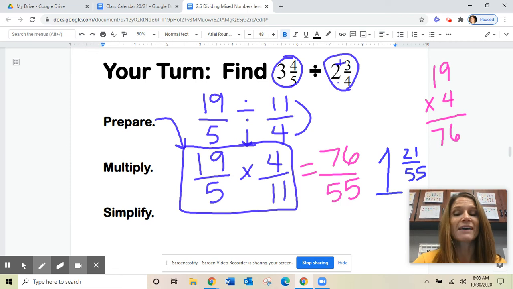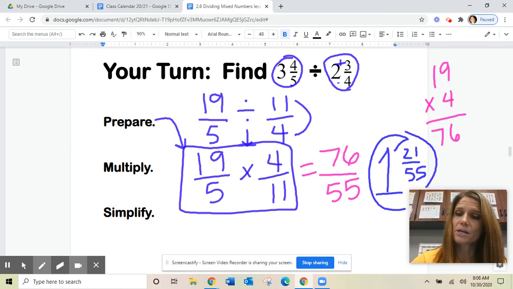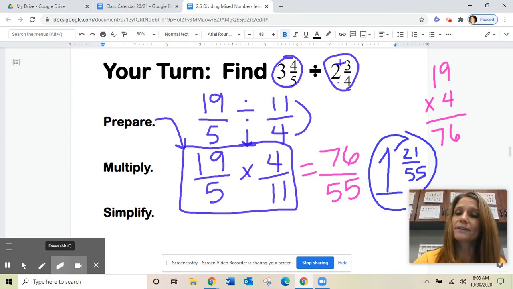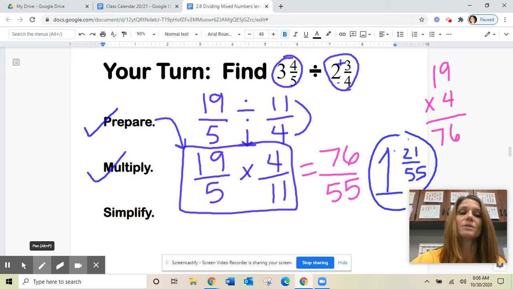21 has factors of 7 and 3, but 55 doesn't have factors of 7 or 3, which means I can't simplify this at all. So this mixed number, 1 21/55 is your final answer. Check to see how you did. Were you able to prepare correctly? Did you multiply all right? Did you simplify by turning your improper to a mixed?